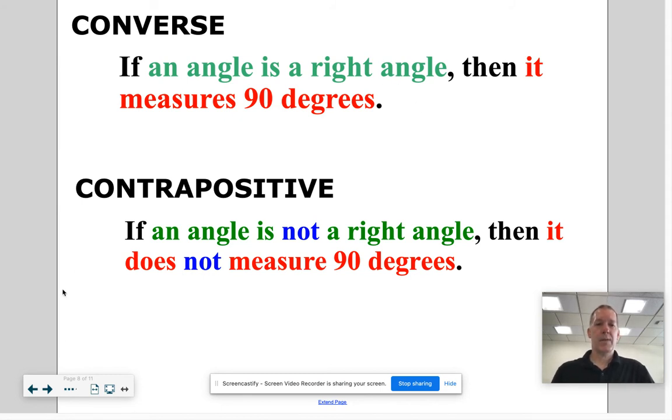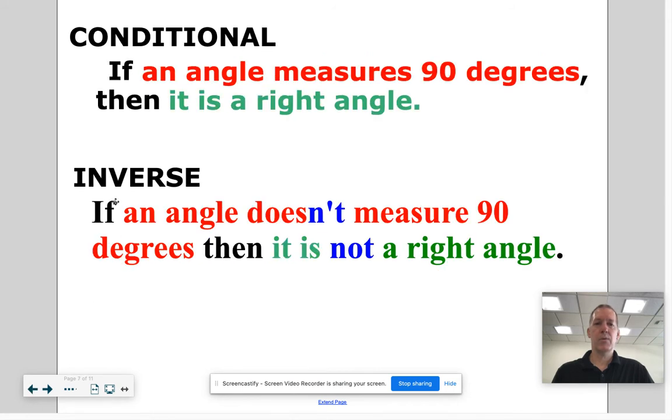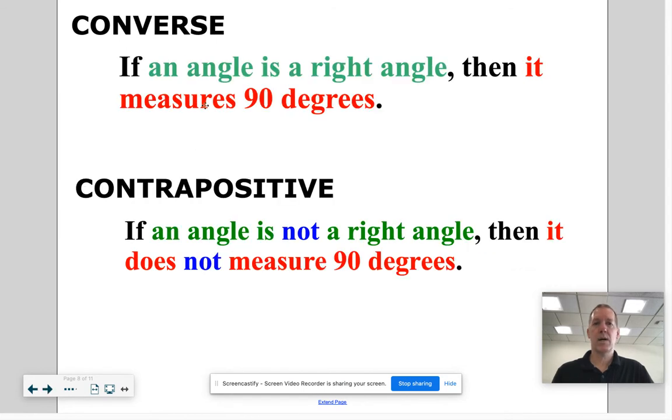Okay, contrapositive. Now the contrapositive does both. It will do the inverse with the negation, and it will also do the converse at the same time. So it's going to flip the shoes, but it's also going to negate them. It's also going to make them negative.